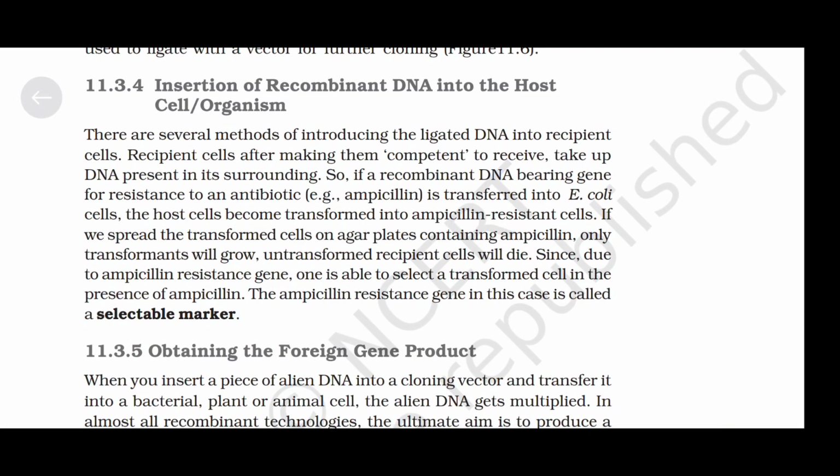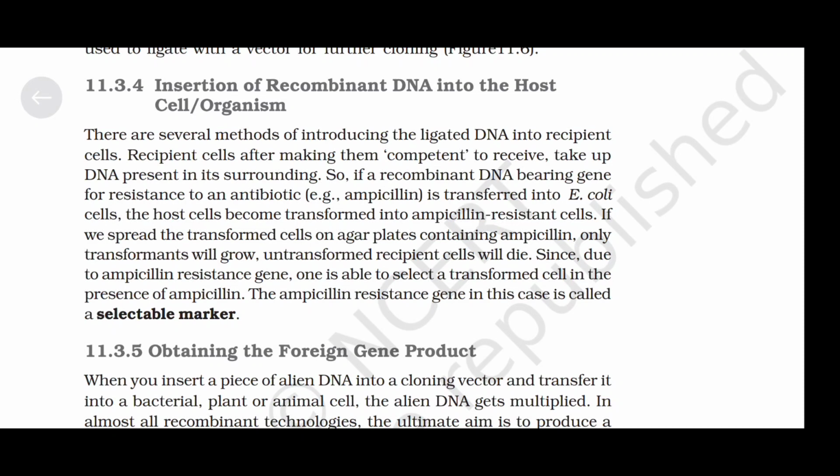Insertion of recombinant DNA into the host cell or organism. There are several methods of introducing the ligated DNA into the recipient cells. Recipient cells, after making them competent to receive, take up DNA present in its surrounding. So, if a recombinant DNA bearing gene for resistance to an antibiotic, example ampicillin, is transferred into E. coli cells, the host cells become transformed into ampicillin resistant cells.